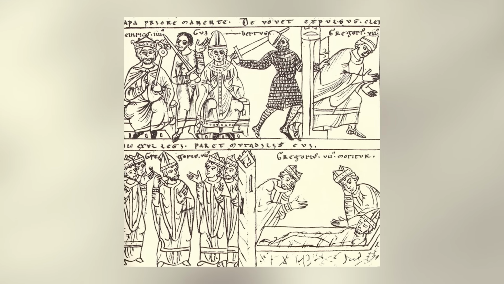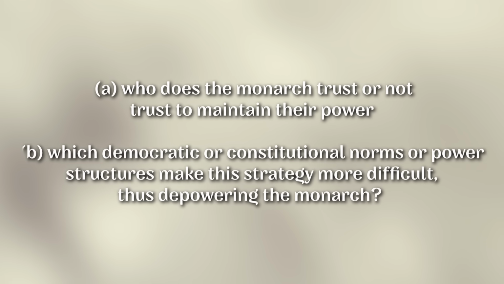The world-building questions for you are A, who does the monarch trust and not trust to maintain their power, and B, which democratic or constitutional norms or power structures make this strategy more difficult, thus depowering the monarch, or at least complicating the web of power around them.